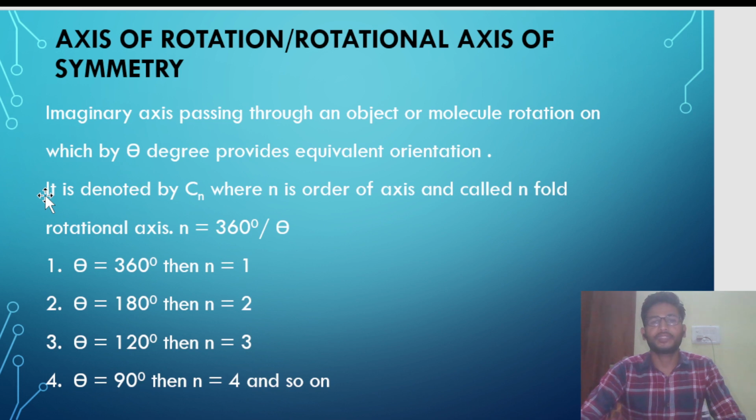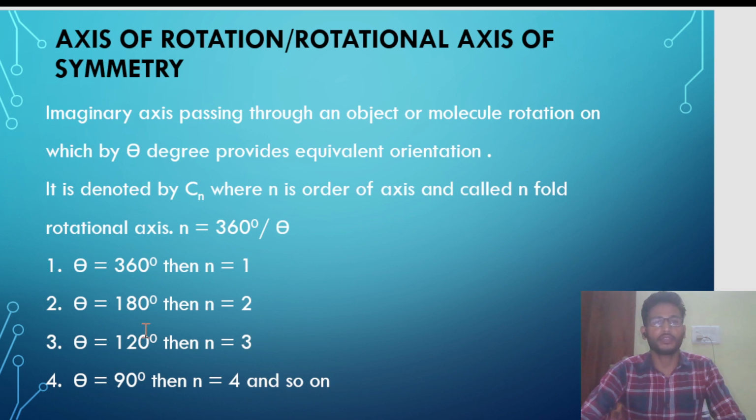It is denoted by Cn, where n is the order of the axis, and this rotational axis is called an n-fold rotational axis, where n is equal to 360 degrees divided by theta. Means if we rotate an object around its imaginary axis by 360 degrees, then we get n equal to 1, and we can say this imaginary axis is a one-fold rotational axis.